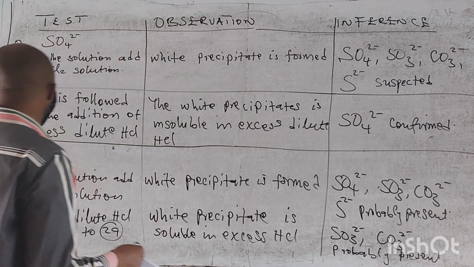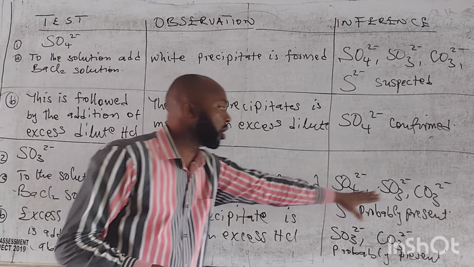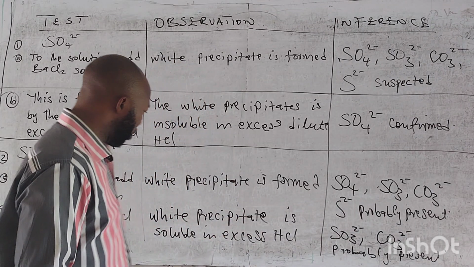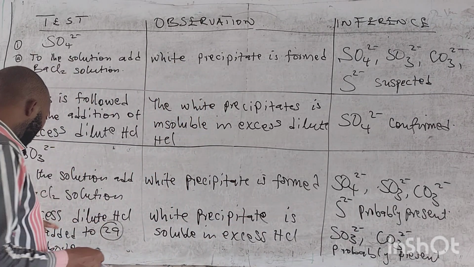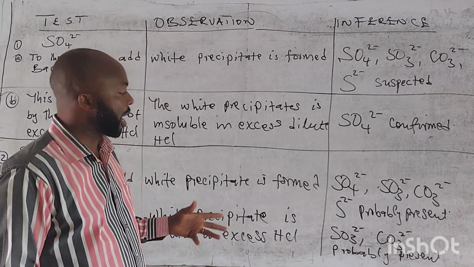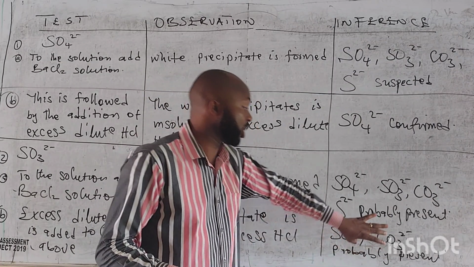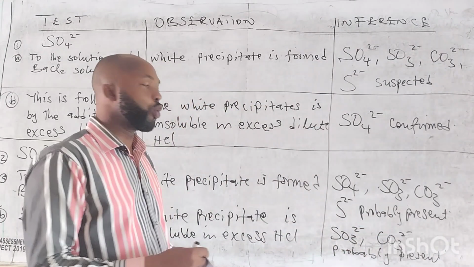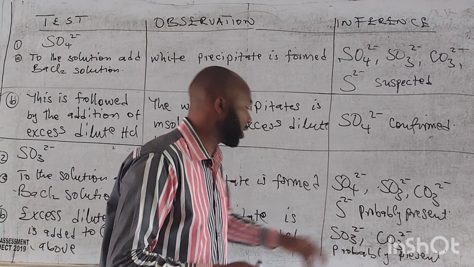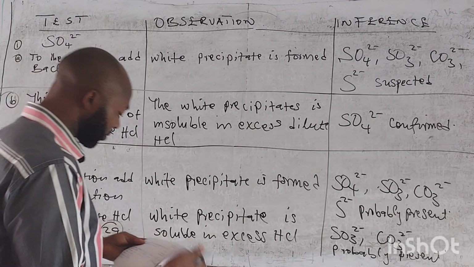But when we are testing for SO3, we add barium chloride and get the white precipitate, and these two are also involved in the inference. But when we add excess dilute HCl, the white precipitate is soluble in excess. We have SO3 2- and CO3 2- probably present because these two are soluble. We'll continue until we are able to single out this particular one only. So this is our B. Let's see what happens to the C.